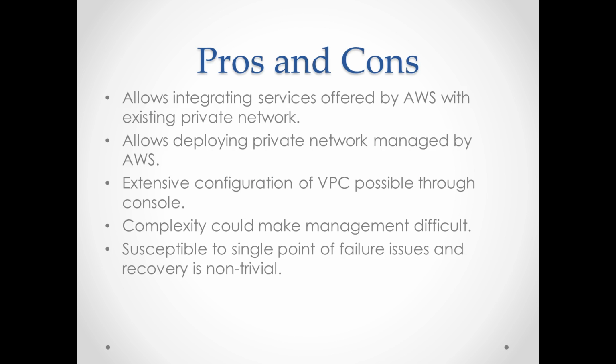The pros of using the VPC is that you're able to integrate services offered by AWS into an existing private network. You can deploy a private network managed entirely by AWS using VPC. The extensive configuration of the VPC is possible through the console, but managing VPCs is complex, and this could make management difficult. VPNs and VPCs both are susceptible to single point of failure issues, and recovery is non-trivial through VPCs.